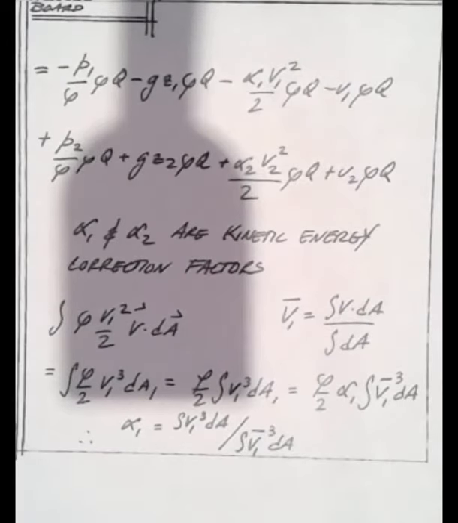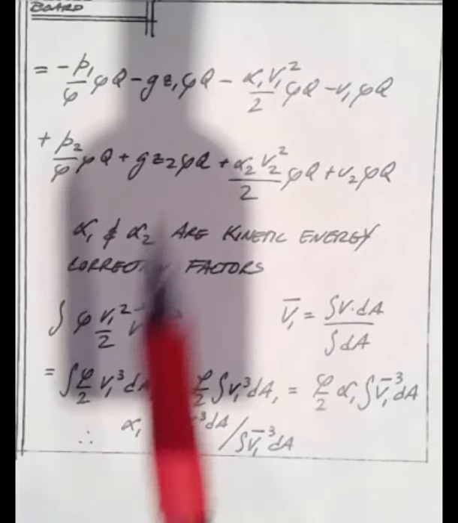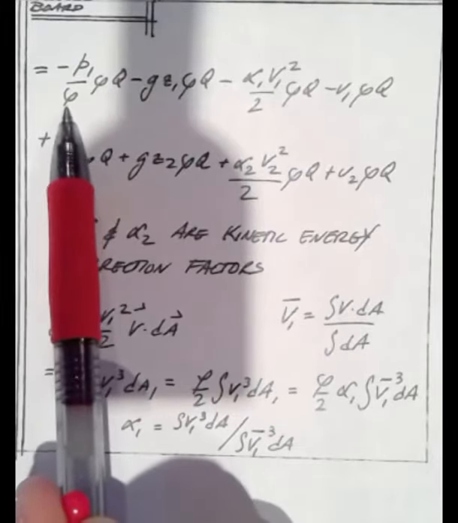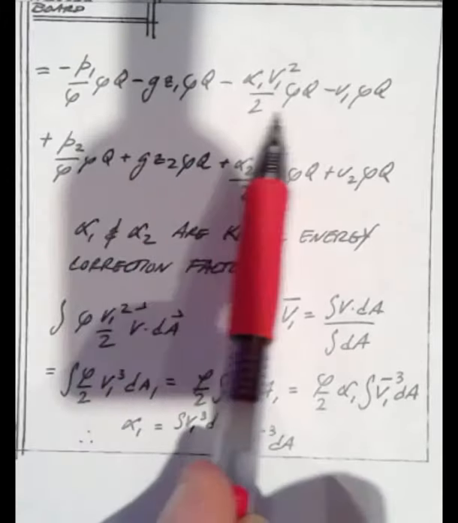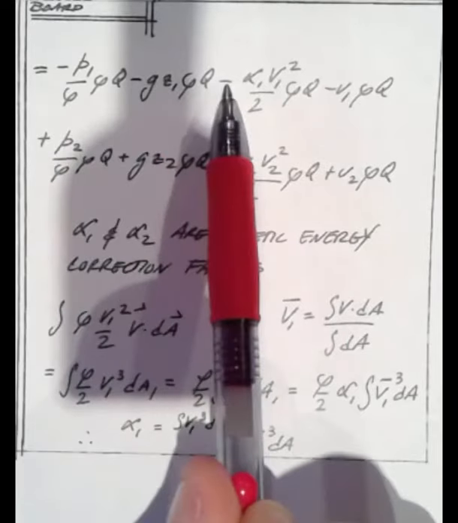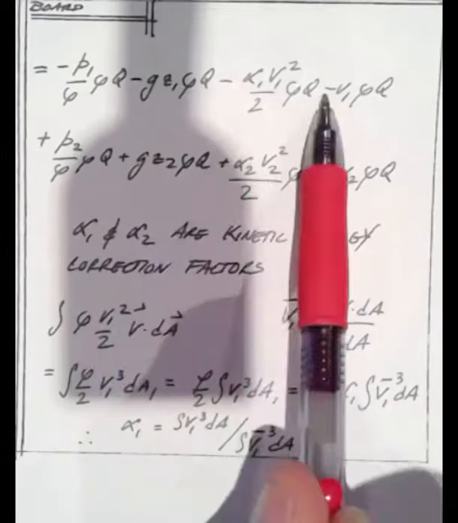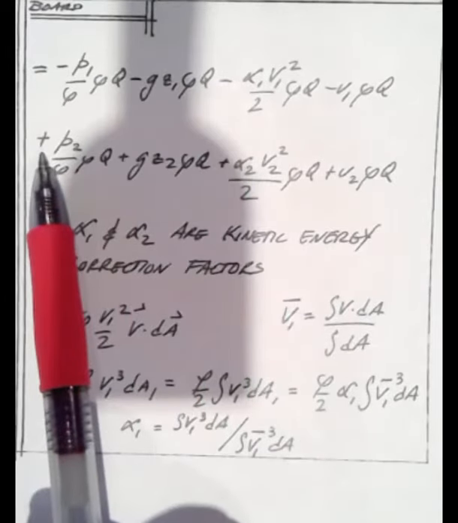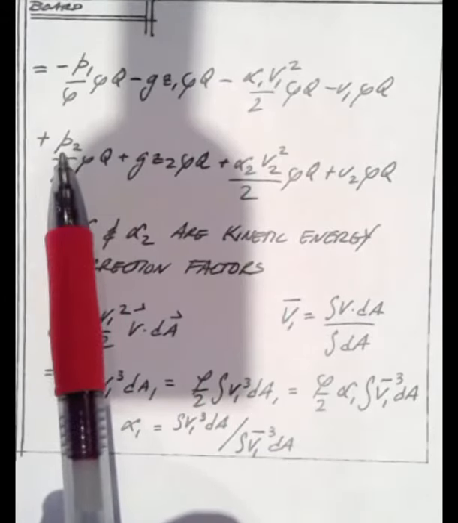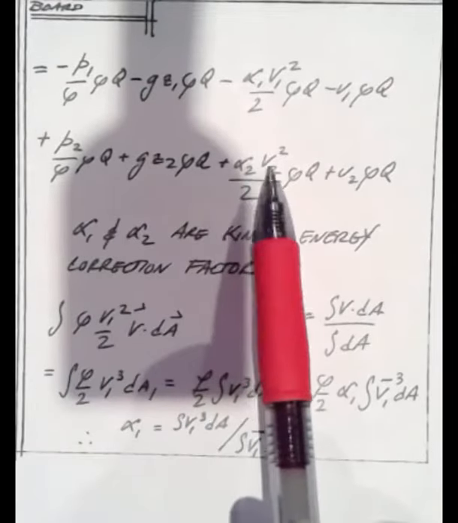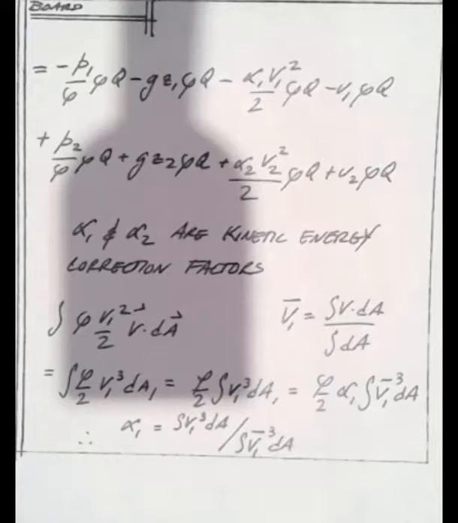And we can use the flow diagram to evaluate the signs. In the section 1 integral, everything that has V dot dA comes out minus. So minus P1, minus Z1, minus V1 squared over 2, minus U1. At section 2, they're positive: P2 over rho, gZ2, V2 squared over 2, U2.